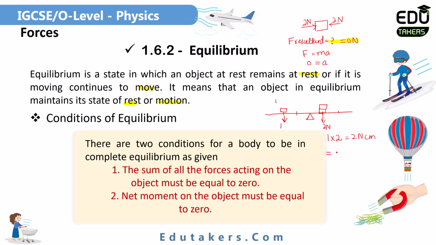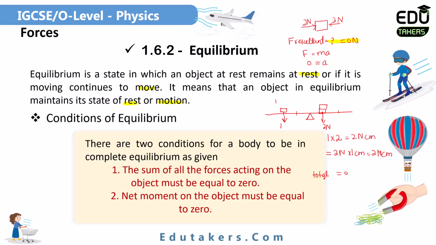For the second object, the force is 2 Newton, but it is at a distance of 1 centimeter. So you get 2 Newton centimeter. Both of these are equal. When you find the sum of both moments, one causes the clockwise moment while the other causes the anti-clockwise moment. Both cancel each other and the total moment would be equal to 0. When both conditions are satisfied, that the sum of all forces acting on the object is equal to 0 and the net moment is equal to 0, then the body is in complete equilibrium.